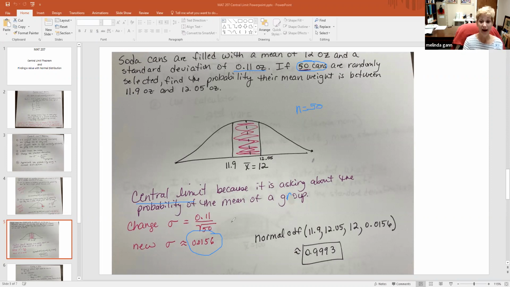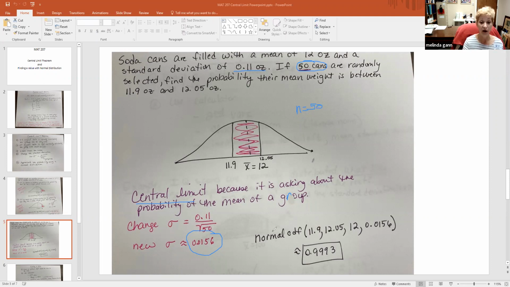So now I'm back to a regular normal curve. I draw my picture. What goes in the dead center of a normal curve? The mean does. And I didn't change the mean. The mean was 12. I keep the 12. What I changed was the standard deviation. I want it between 11.9, which is smaller than 12, so it's on the left, and 12.05, which is to the right because it's bigger than 12, and I shaded between them because it said between.